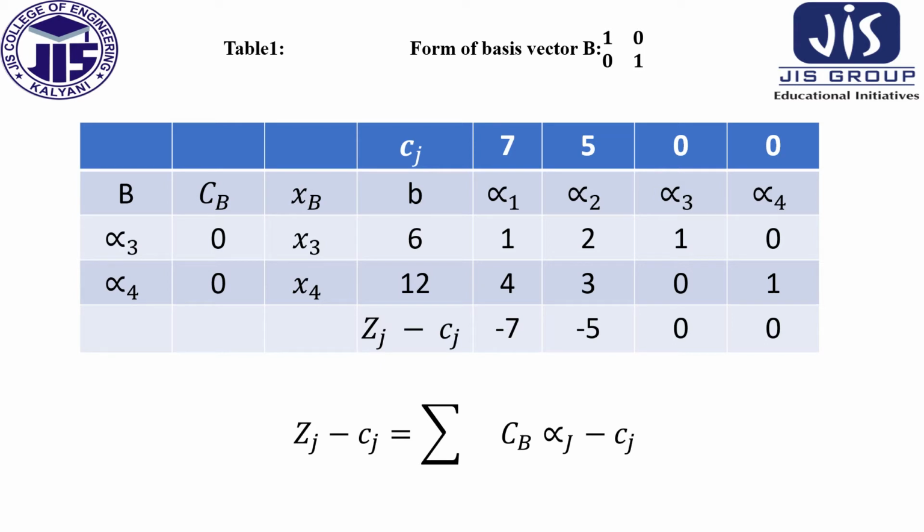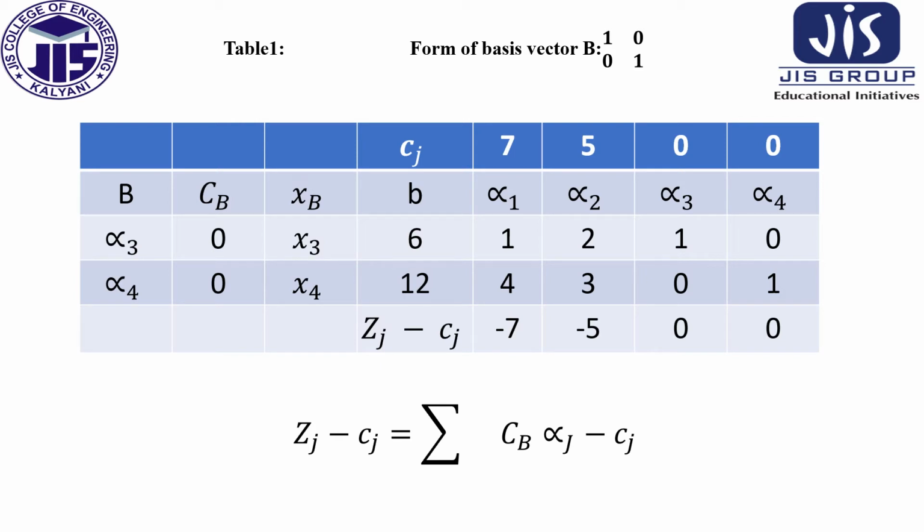Now we have to draw the first table. So how can we draw the first table? B, CB, XB, small b. Now how many alpha variables will be there? Here two decision variables and two slack variables are there, so four coefficients will be there. Alpha 1 is the coefficient of the x1 variable, alpha 2 is the coefficient of the x2 variable, alpha 3 is the coefficient of the x3 variable, alpha 4 is the coefficient of the x4 variable.